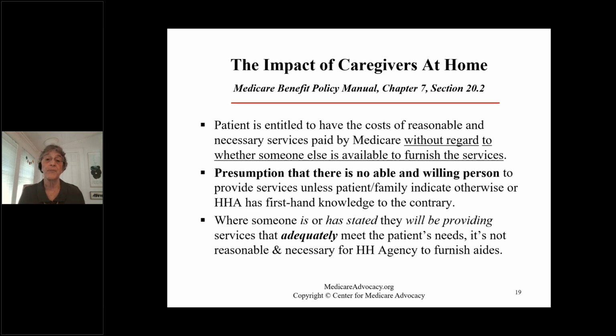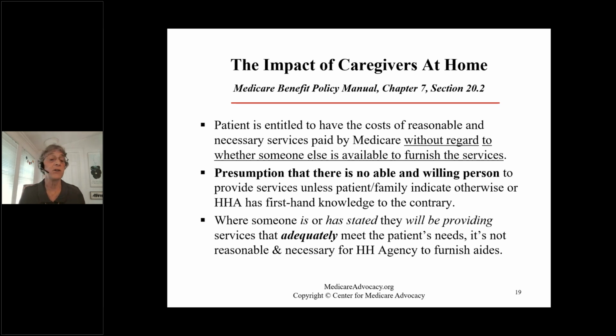Here's an important point. It's very often that we hear that the patient cannot get Medicare coverage because he or she does not have an able and willing caregiver at home. But the patient is entitled to have reasonable and necessary services covered by Medicare under the law without regard to whether someone else is available to furnish the services. Indeed, the Medicare policy manual states that there is a presumption. It's to be presumed that there's no able and willing person in the home to provide the services.